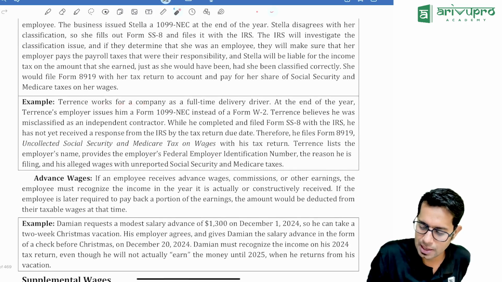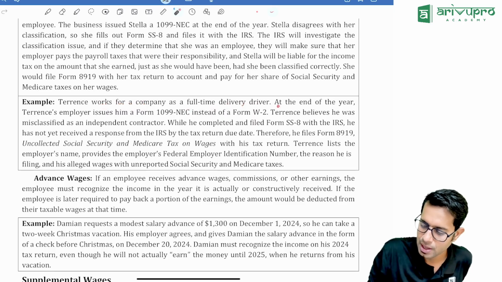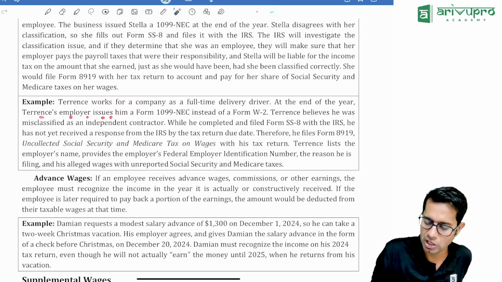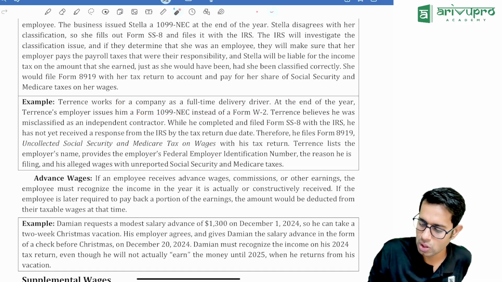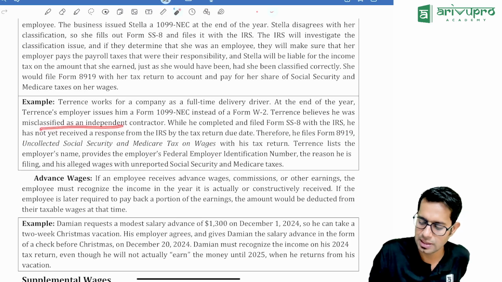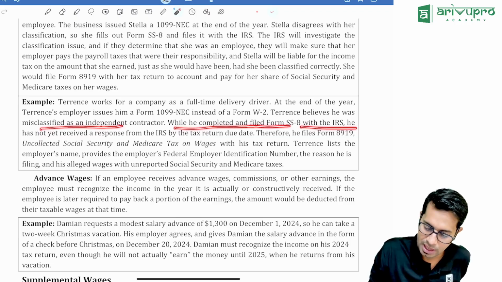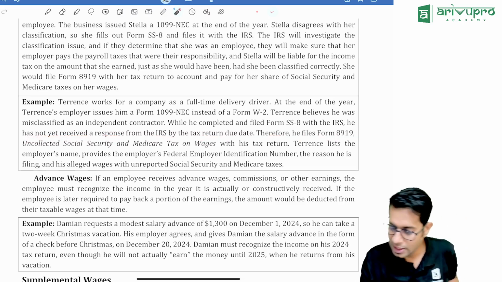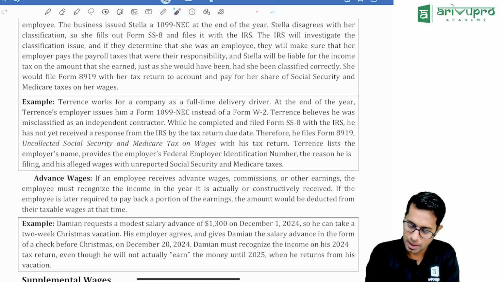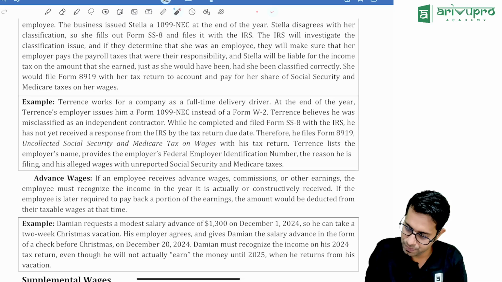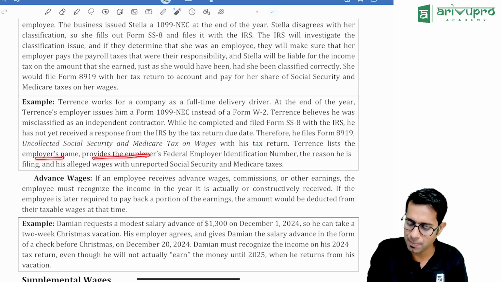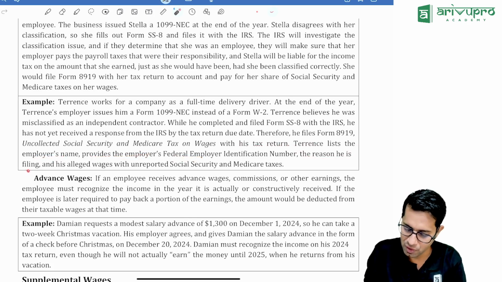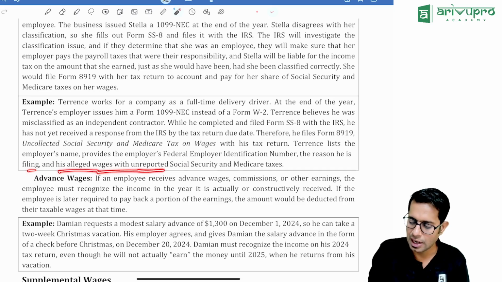T works in a company as a full-time delivery driver. At the end of the year, T's employer issues him form 1099-NEC instead of W2. T believes that he was misclassified as an independent contractor, so he completed and filed his form SS8. He has not yet received a response from the IRS within the due date. Therefore, he files form 8919 with his tax return. T lists the employer's name, provides the employer's federal information, the reason for filing, and his alleged wages with underreported social security taxes.